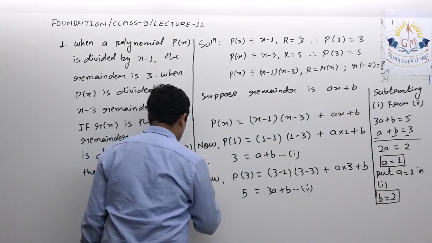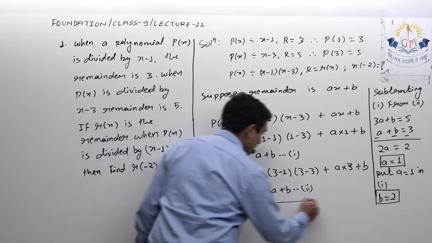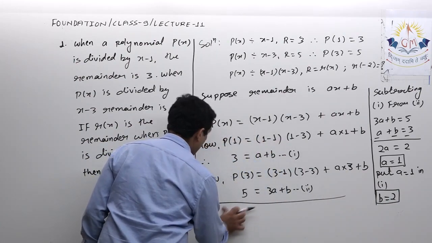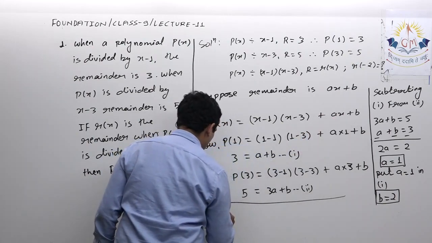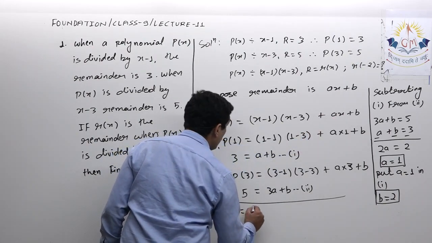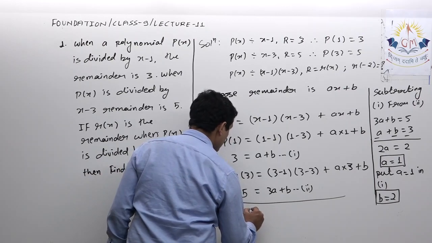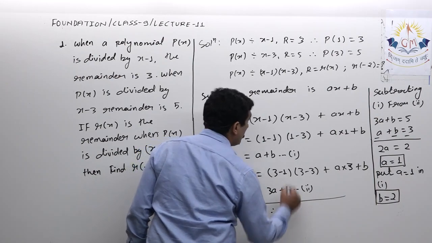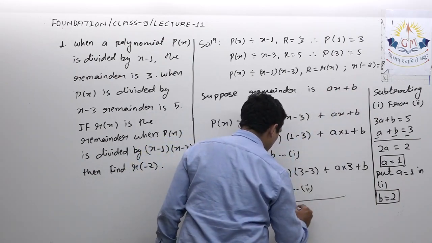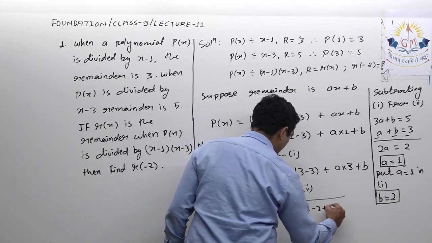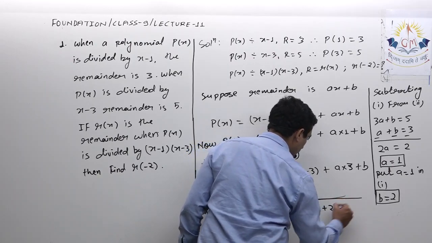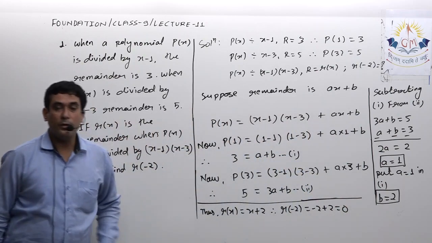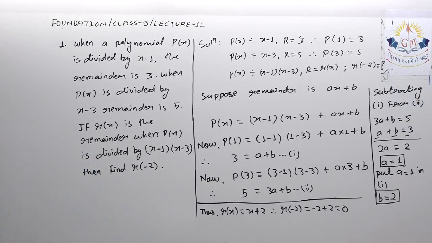So finally I am writing the concluding line. Thus R(x) is equal to x plus 2. Therefore now what we need to find is R of minus 2. R of minus 2 is equal to minus 2 plus 2, that is equal to 0. That is the value of R of minus 2. Okay, so please note it down, then we'll see the next question.